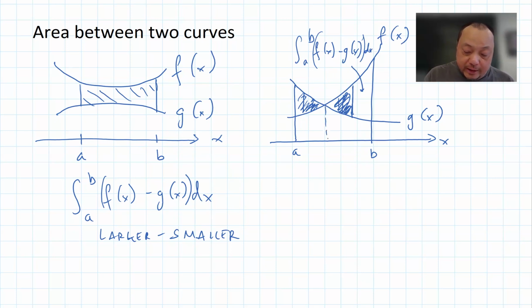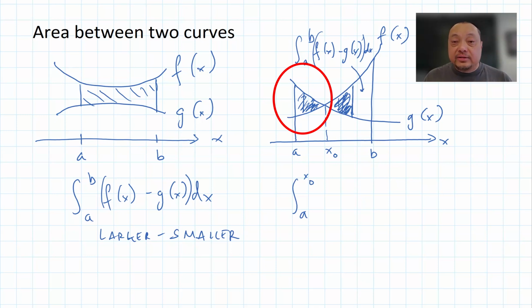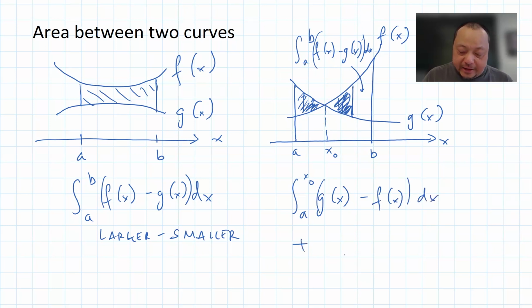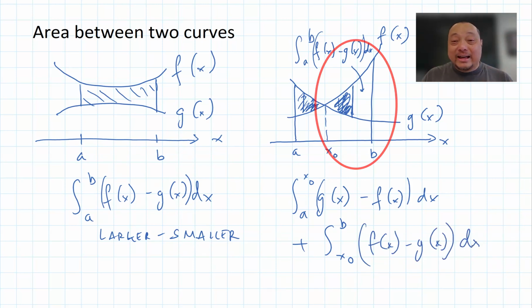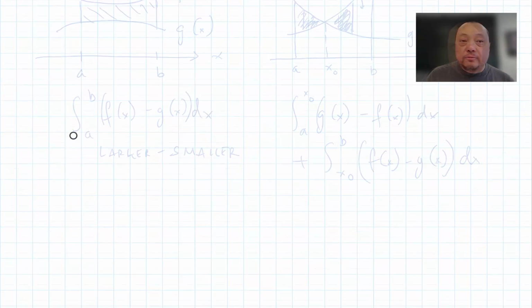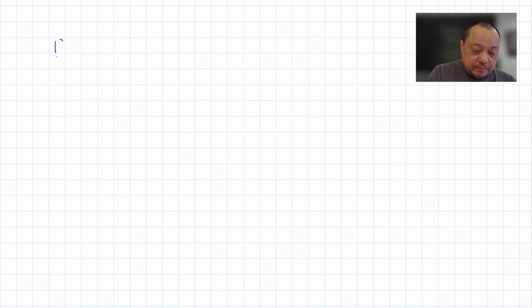I have to find out where this intersection is, and I go integral from a to x naught of... Now, to the left of x naught, the larger function is g of x, larger minus smaller. And then I have to add on the second part, where now the larger function is f and the smaller function is g. And then add.